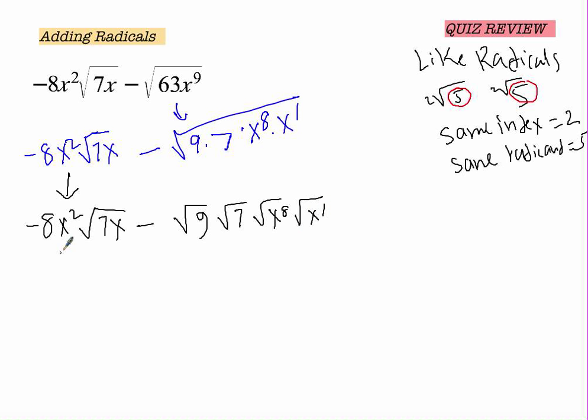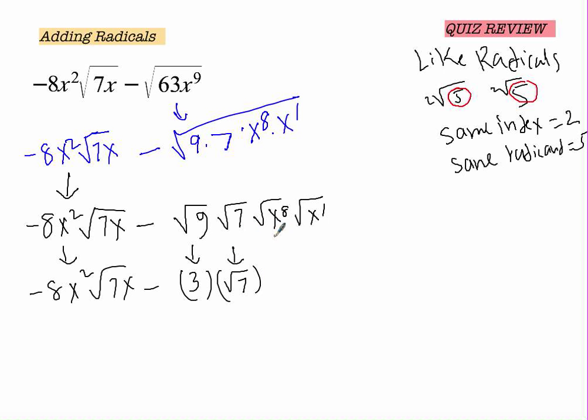Alright, let's bring this down again. Negative 8x squared square root of 7x. Square root of 9, we know that's positive 3. Square root of 7 is a prime, so we can't do anything with 7, so we'll write this as square root of 7. We know that square root of x to the power of 8 will be x to the power of positive 4.